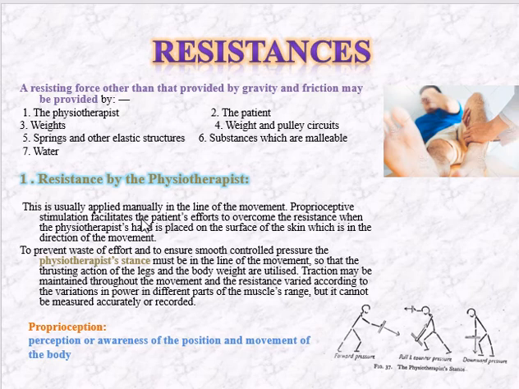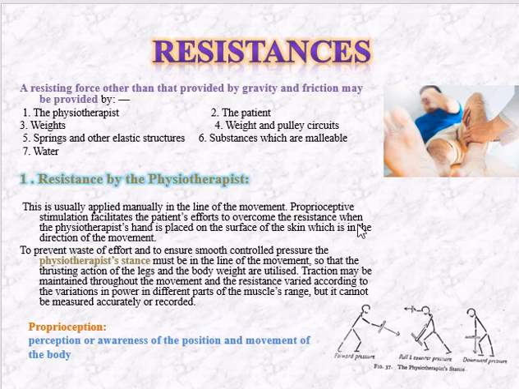Proprioceptive stimulation facilitates the patient's effort to overcome the resistance when the physiotherapist's hand is placed on the surface of the skin in the direction of the movement, to prevent waste of effort and to ensure smooth, controlled pressure. The physiotherapist's stance must be in the line of the movement so that the thrusting action of the legs and body weight are utilized. Traction may be maintained throughout the movement, and resistance varies according to the variation in different parts of the muscle's range, but it cannot be measured accurately or recorded.